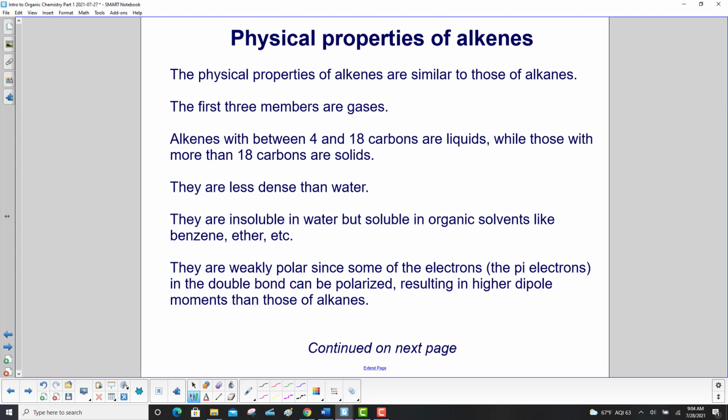They are weakly polar since some of the electrons, the pi electrons, and that'll be covered probably in the AP Chem course, what a pi electron is, but just throwing a phrase out there. Those electrons in the double bond can be polarized, resulting in higher dipole moments than those of alkanes.